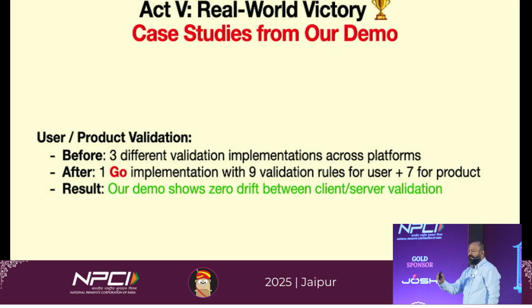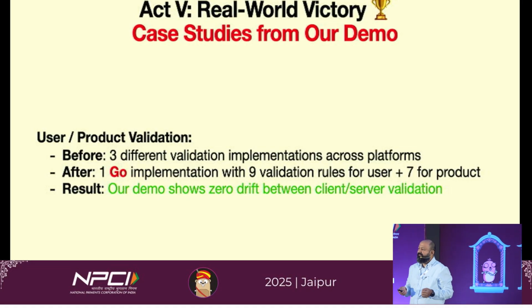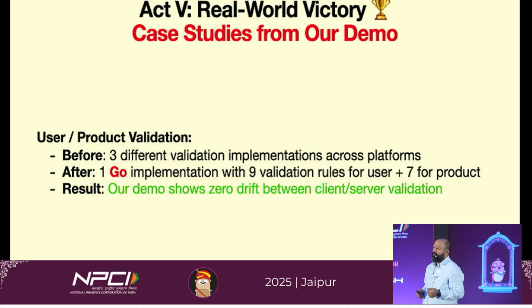Right? So before Alex knew about WebAssembly, he had multiple different validation implementations across platforms. But after he discovered WebAssembly, he created just one implementation. For example, for user, there are some 9 different rules. For product, there are some 7 different rules. And he's able to share that, right? So the result is, and our demo shows that, we have 0 drift between client and server.